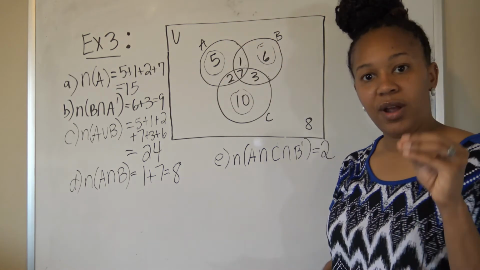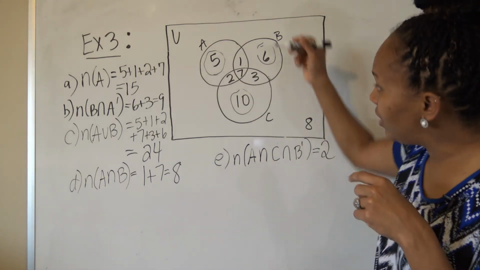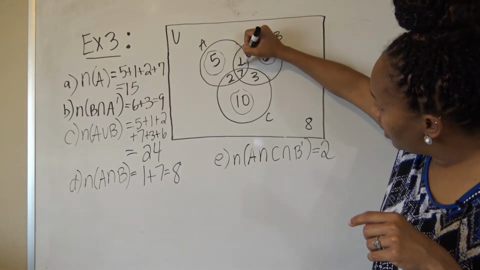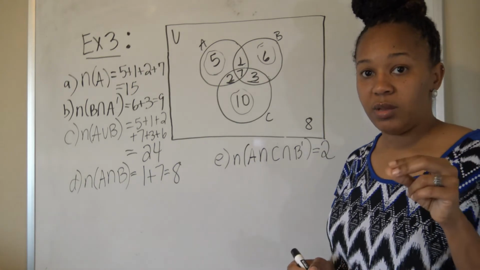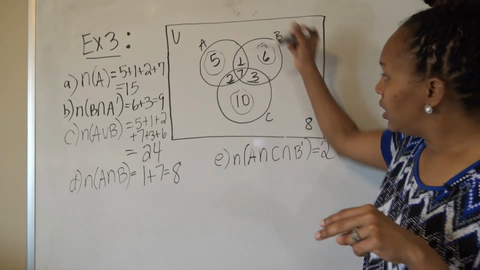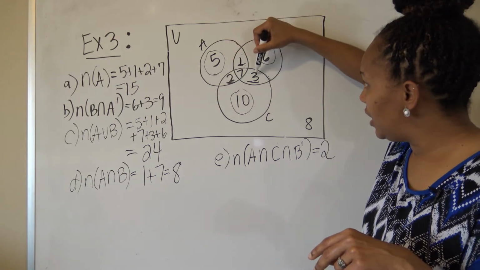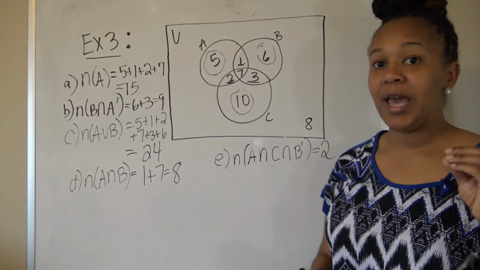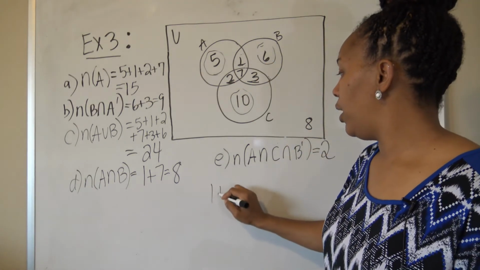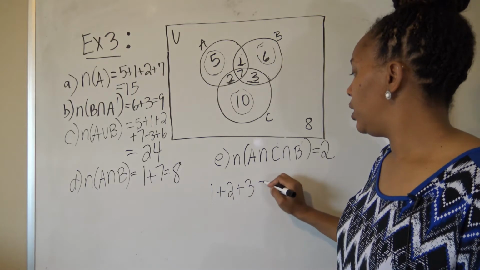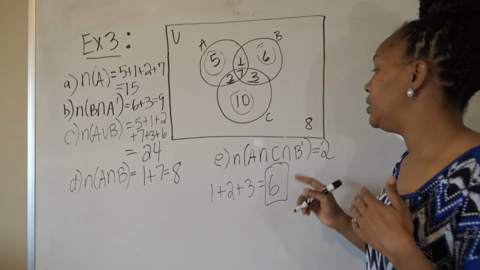So if it asks for how many belong to exactly one set, you will use those numbers and add them together. Now these numbers, the 1, the 2, and the 3, those elements belong to exactly 2 sets. See, this one belongs to A and B, this one belongs to A and C, and these belong to B and C. So when it says how many belong to exactly 2 sets, then you will use those 3 numbers, 1 plus 2 plus 3, which is equal to 6. So how many belong to exactly 2 sets? It will be 6, okay?